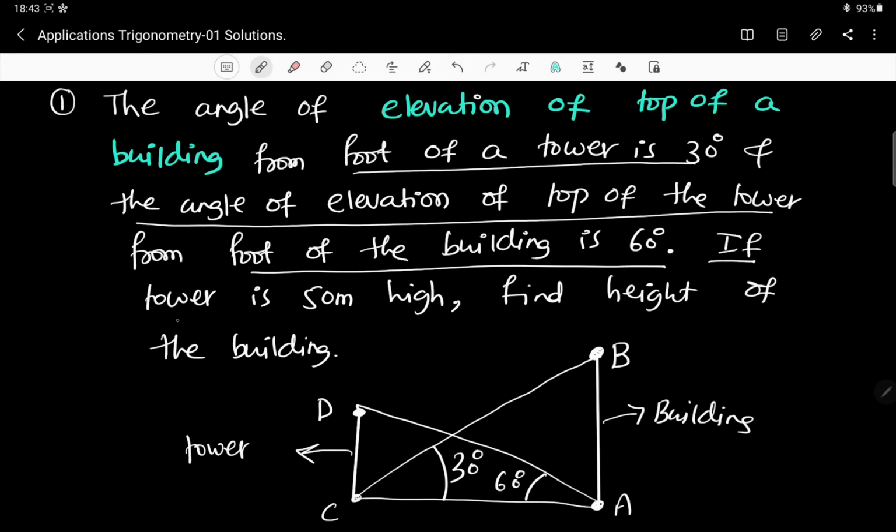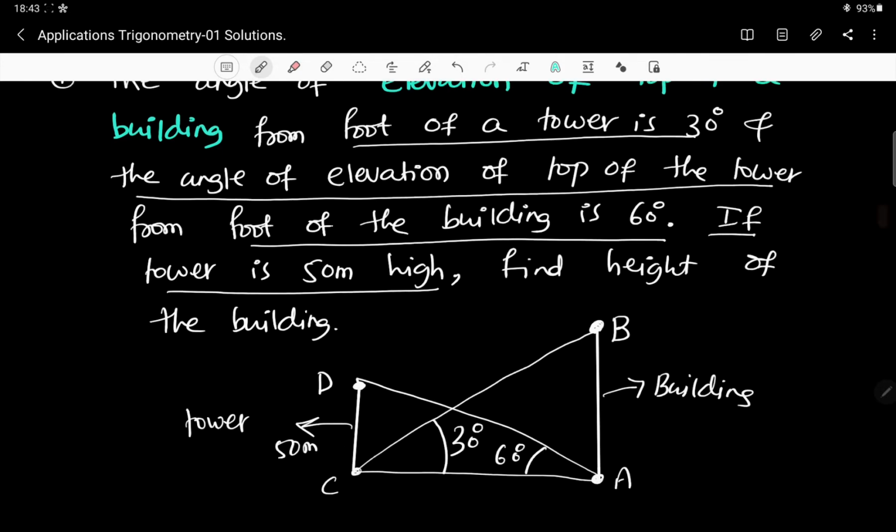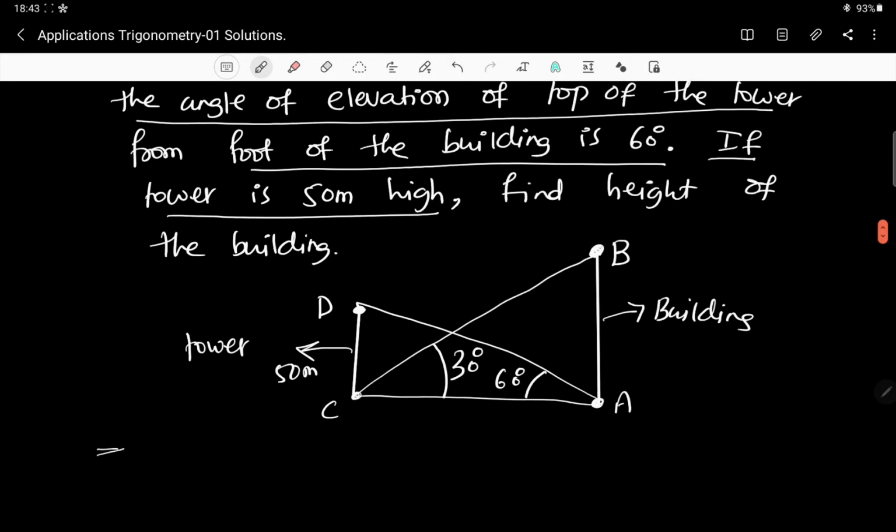And what they are saying, if a tower is 50-meter high, this tower is there, no? This tower CD means how much is it? It is 50-meter high. So there it is given. CD, already we have called it as tower, so this is like 50-meter. Now they are asking height of the building. Height of the building means what is the building here? AB is the building. AB is equal to question mark. They're asking about AB. Let us find out that.